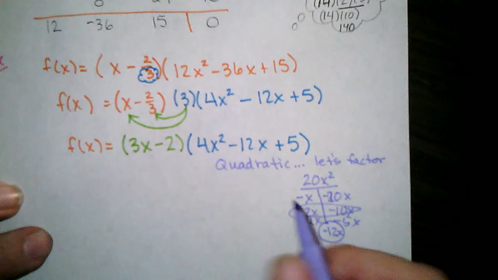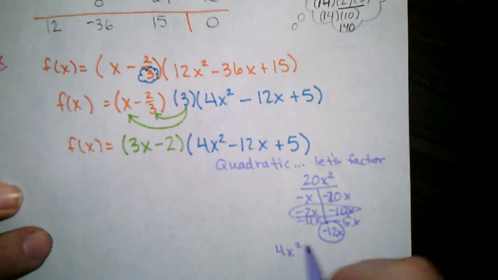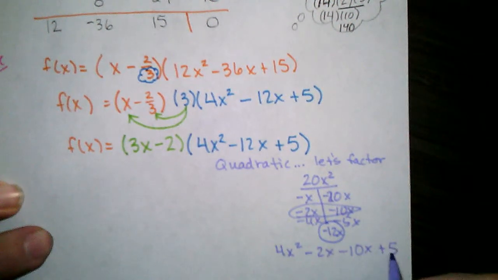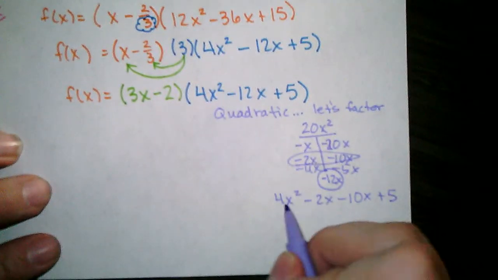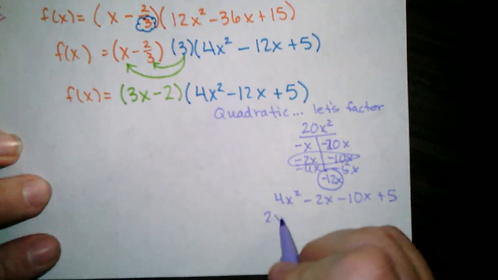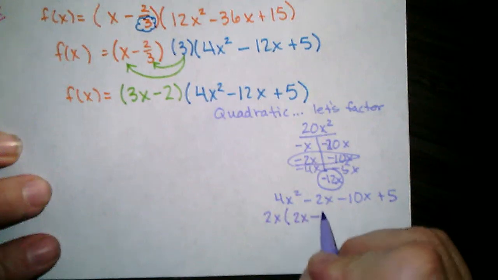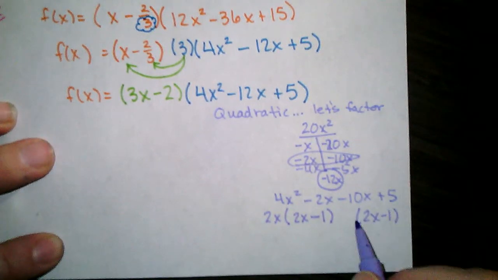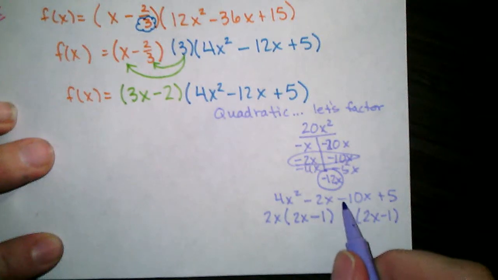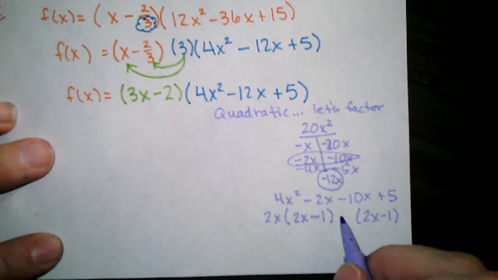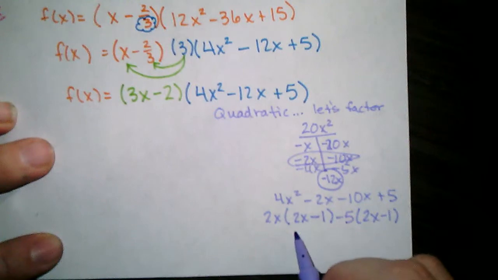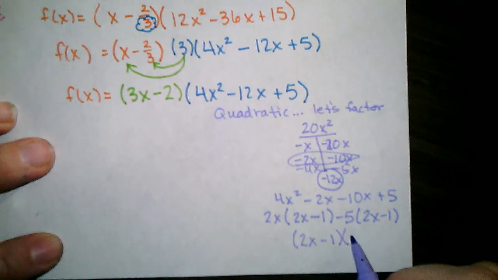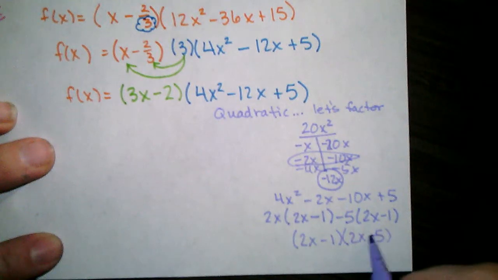So I will have 4x squared minus 2x minus 10x plus 5. The first group I can take out 2x, so that would be 2x times (2x minus 1). The second group has to match 2x minus 1. So what would I need to divide negative 10x by to get 2x? That would be negative 5. So it'll factor to 2x minus 1 times 2x minus 5.